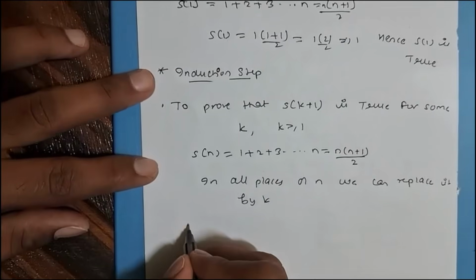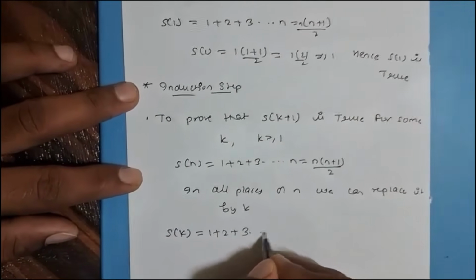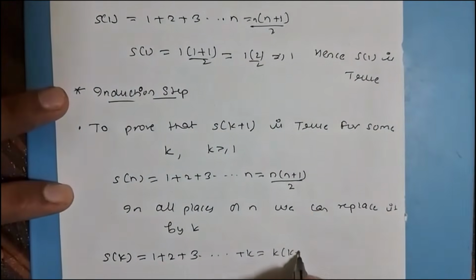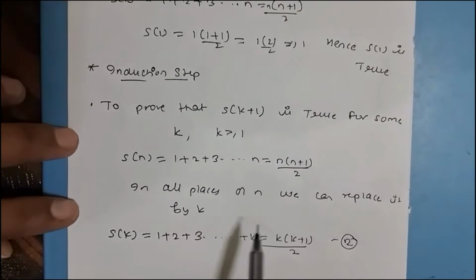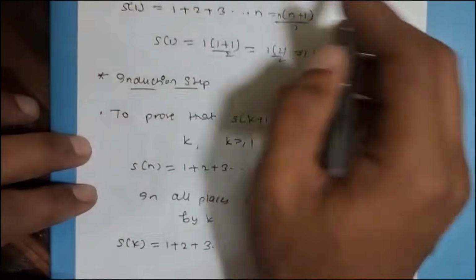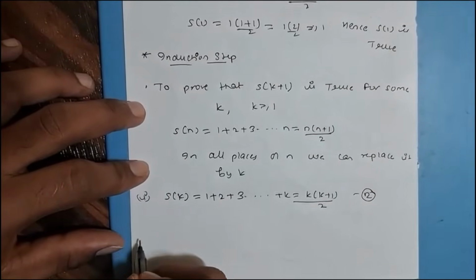So S(k) = 1 + 2 + 3 up to k = k(k+1)/2. This is our equation second. In place of n, we put the value of k in this equation. So the values become (k+1)/2. This is our first step.